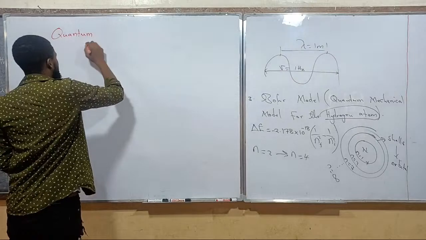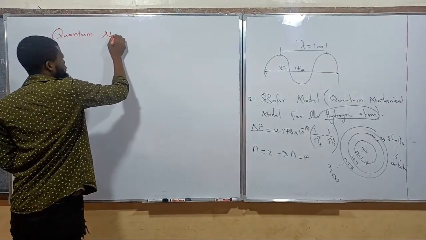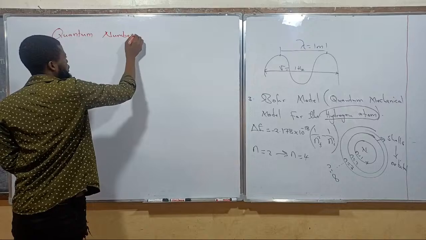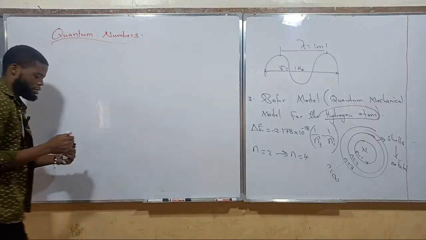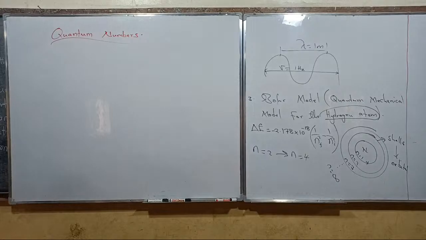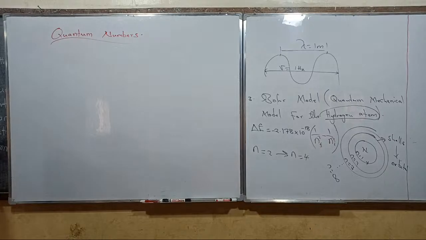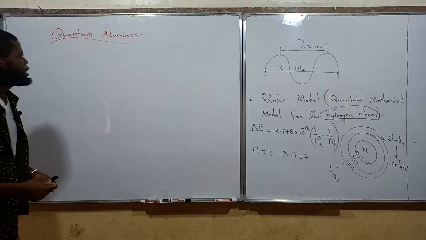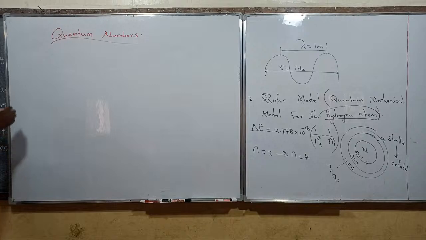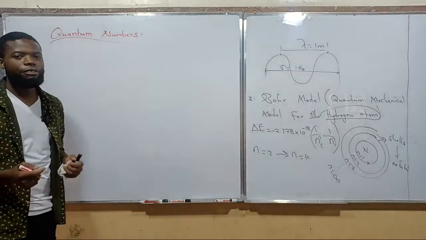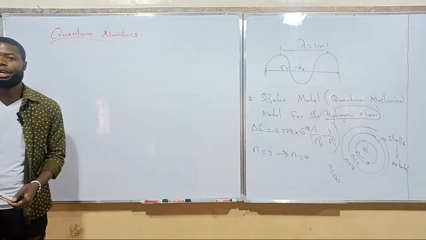So our main focus for today is quantum numbers. If you want to try out, anybody can try out and explain to us what quantum numbers are. Okay, so quantum numbers can simply be defined as values that describe various properties of atomic orbitals. They are called quantum numbers.